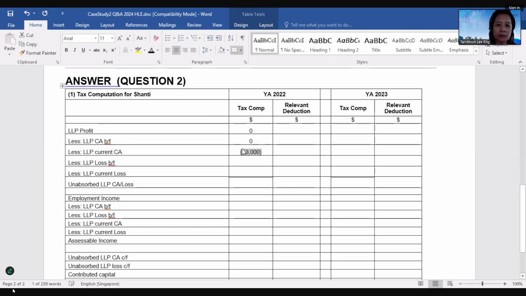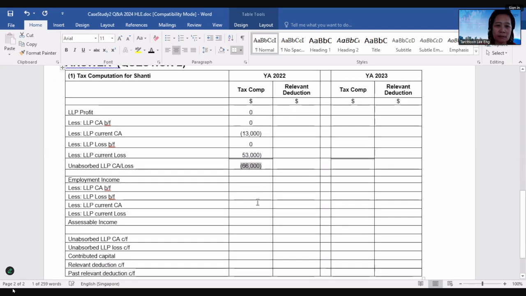Then the loss, don't have. Then we have current loss, 53. Yep, correct. So we add up all together, and we know that this is 66. So 66 is the loss. Everything in. Employment income, how much is she getting? 39,000. Yep, good. There's nothing here because it's already computed, so there's nothing.